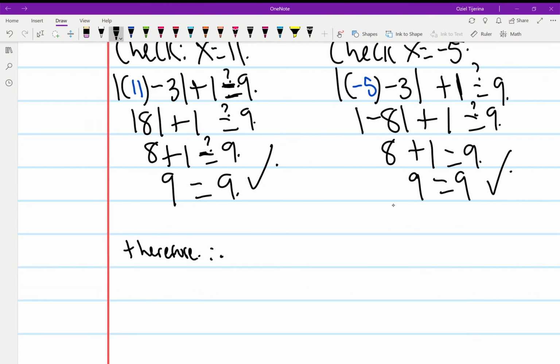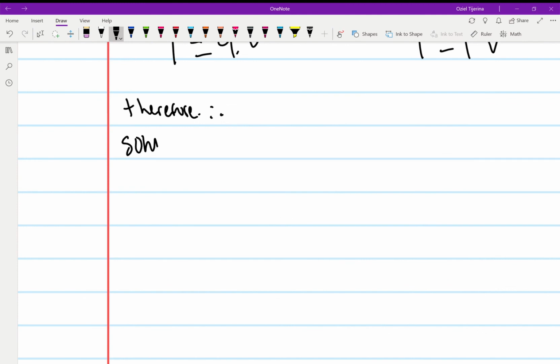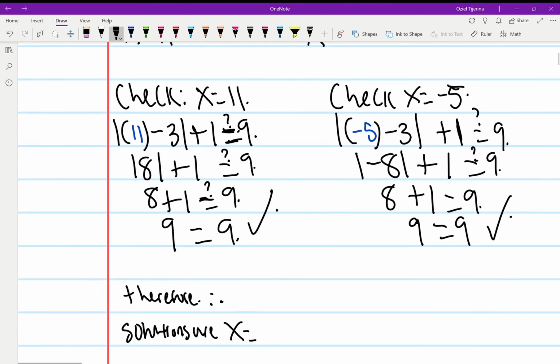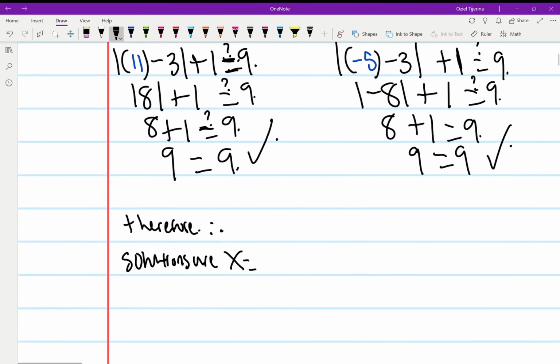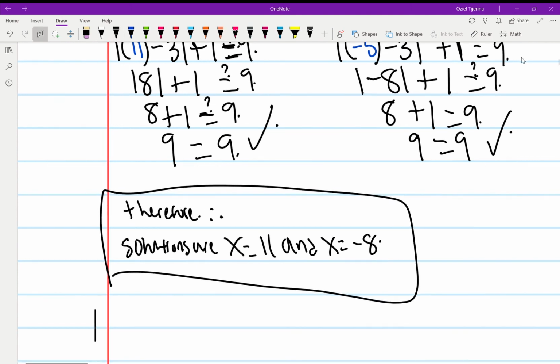So therefore, with those three dots which mean therefore, our solutions are x equals 11 and x equals negative 5. And that would be your answer for this one.